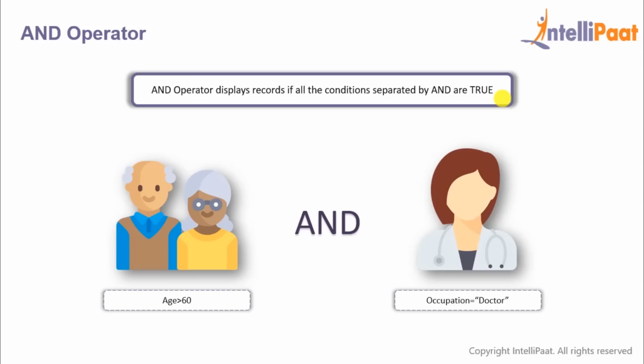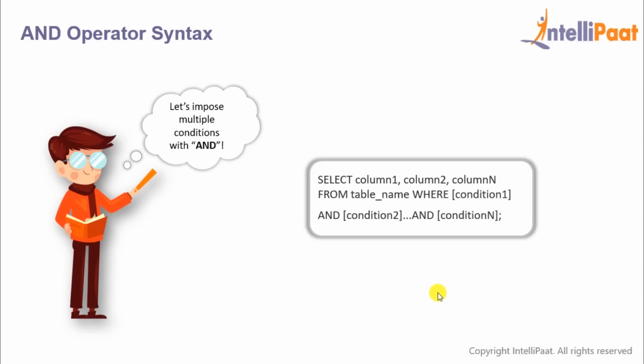For example, we want to find out all the doctors whose age is greater than 60. So there are two conditions over here. First, the age needs to be greater than 60. Second, the occupation needs to be doctor. So we'll get only those records where both the conditions are being satisfied. Now let's have a look at the syntax.